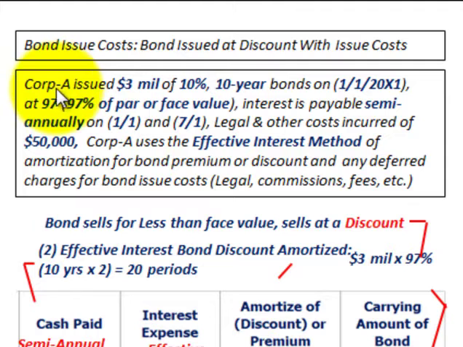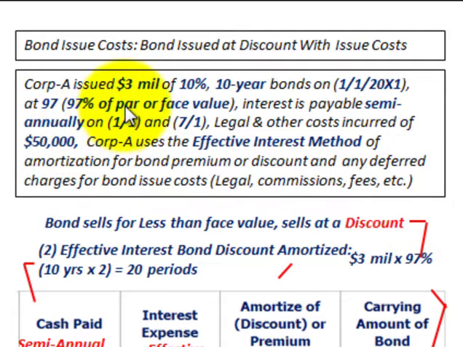So, for example, Corp A issued a $3 million 10% bond. It would be a 10-year bond on 1/1/20x1 at 97. What that means is it's 97% of the par face value. That's what they're going to receive for this bond that they issued. Interest is payable semi-annually on 1/1 and 7/1, and legal and other costs incurred are going to be $50,000. So that's what we're going to be looking at here.